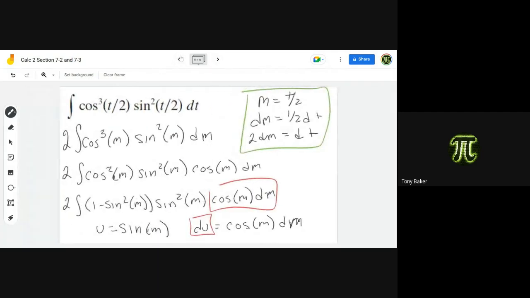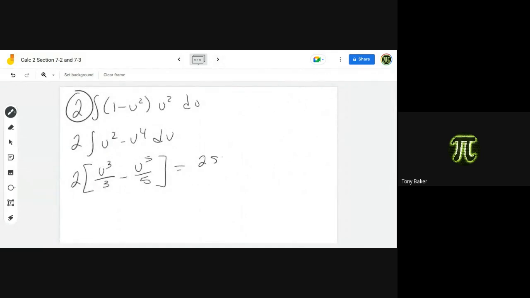What did I make you? I'm trying to remember what you assigned. So sine 3 t over 2 over 3, minus 2 sine 5 t over 2 over 5. And I'm just going to put the C out in front. C plus that, every time. Don't run out of room at the end.